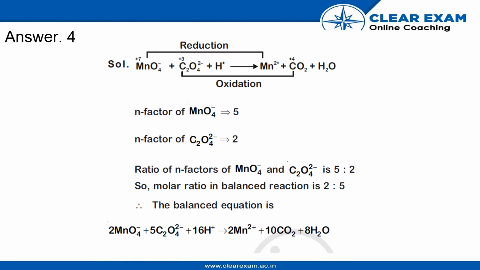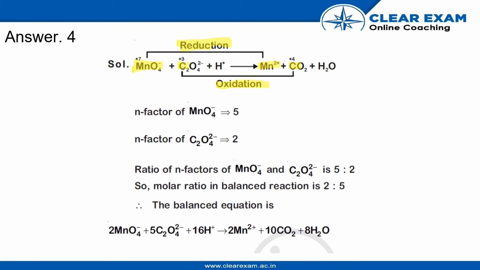First observe this. In MnO4 minus, Mn has plus 7 valency. In the product, Mn has plus 2 valency. So the valency is changing from plus 7 to plus 2, which means reduction is going on. Whereas in C2O4 2 minus, carbon is oxidizing. Here its valence is plus 3 and here it has increased to plus 4. So in this case oxidation is taking place.